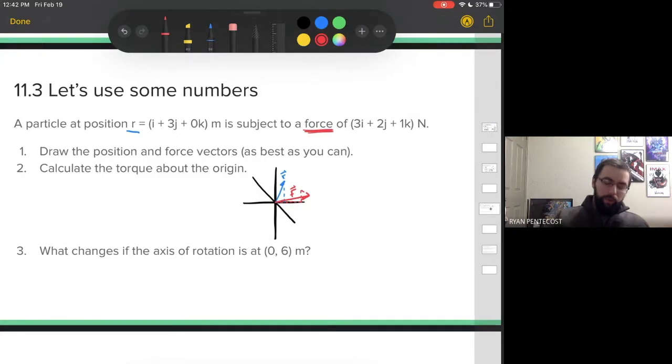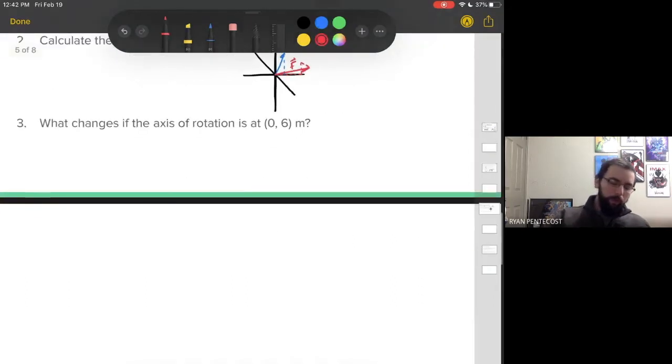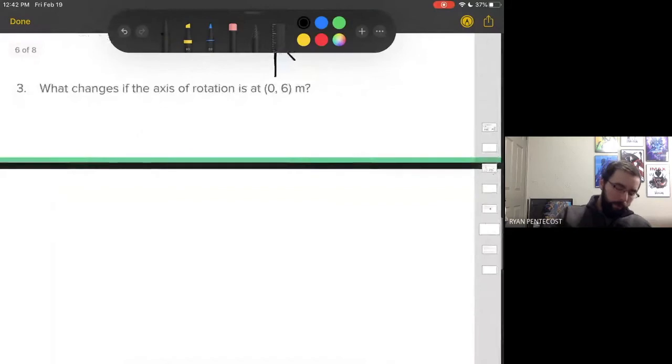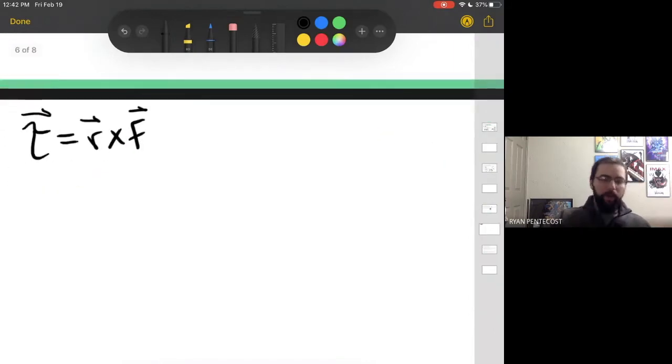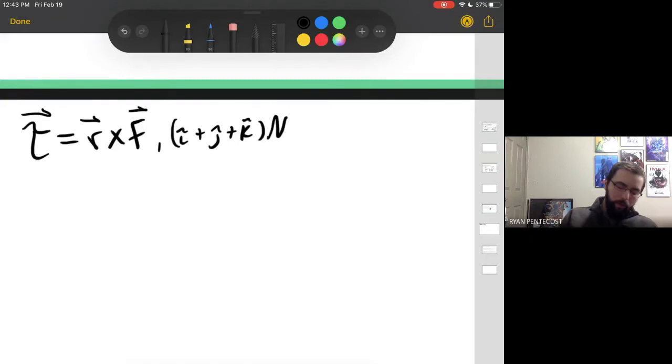Now, draw the position and force vectors. We did that. Calculate the torque about the origin. So let's show you how to do this math, okay? So if torque is r cross F. Now, how to find this? What we do is torque is going to be in terms of i, j, and k, right? In terms of newton meters.